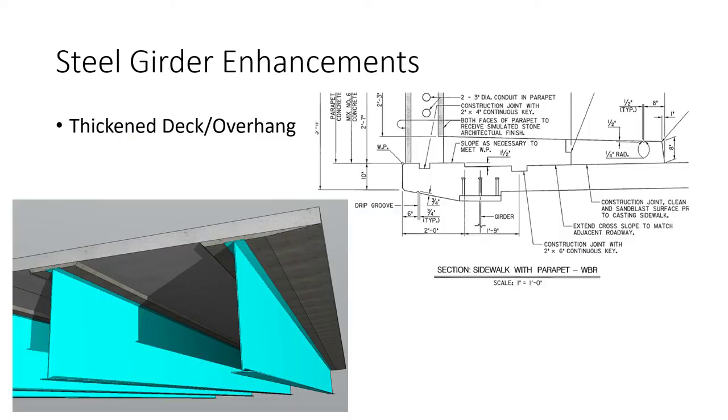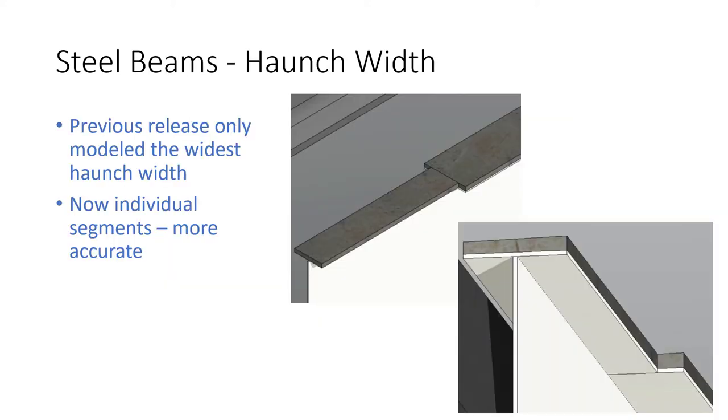We also have thickening of the deck on the overhangs. The haunch width, for example, before was following the widest one, and now it follows the width of each top flange, even when the top flange width varies along the beam itself.